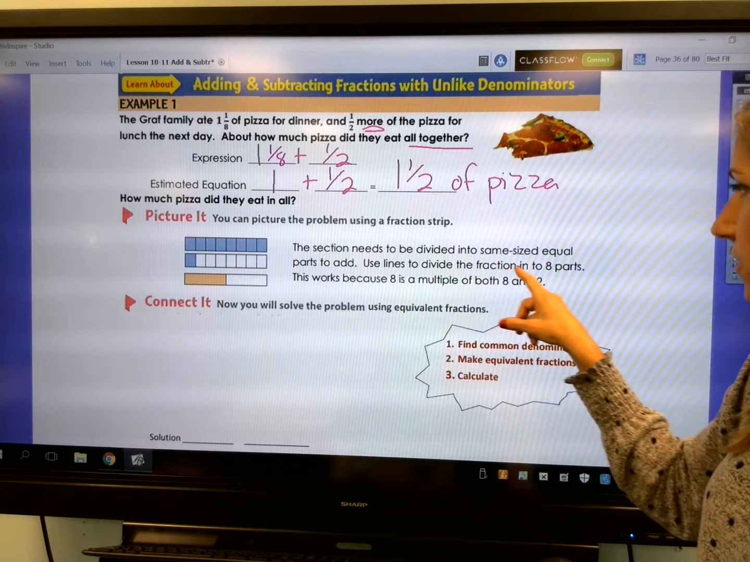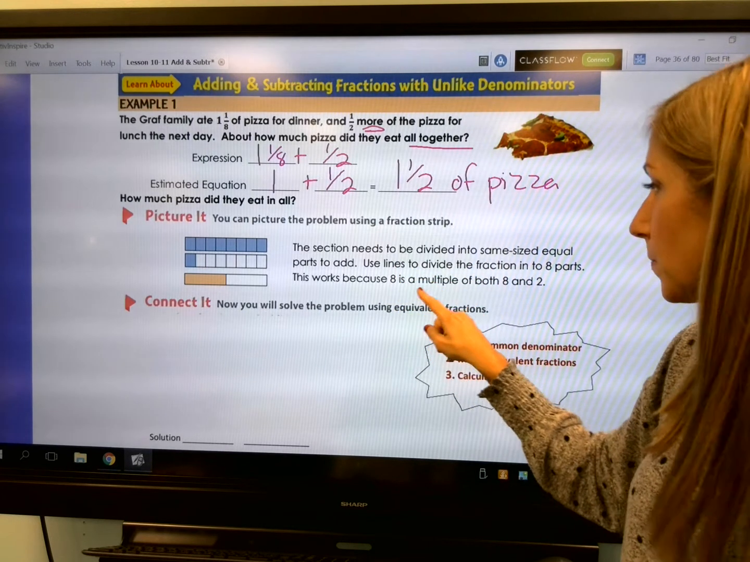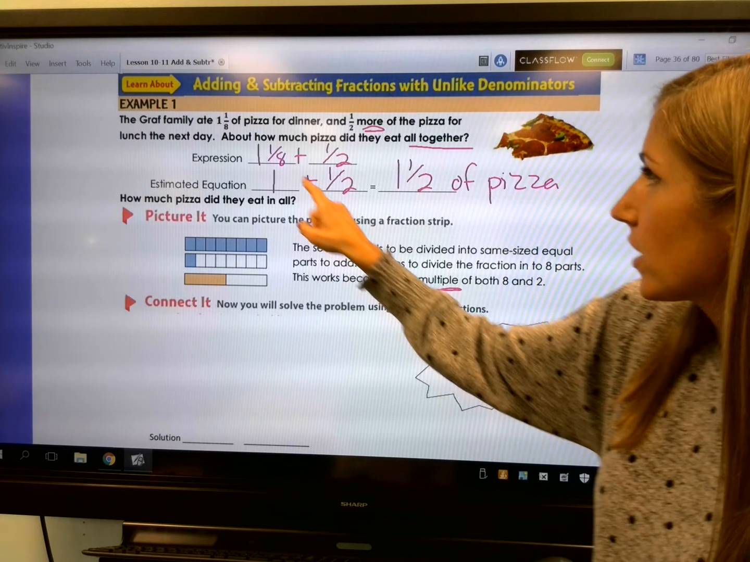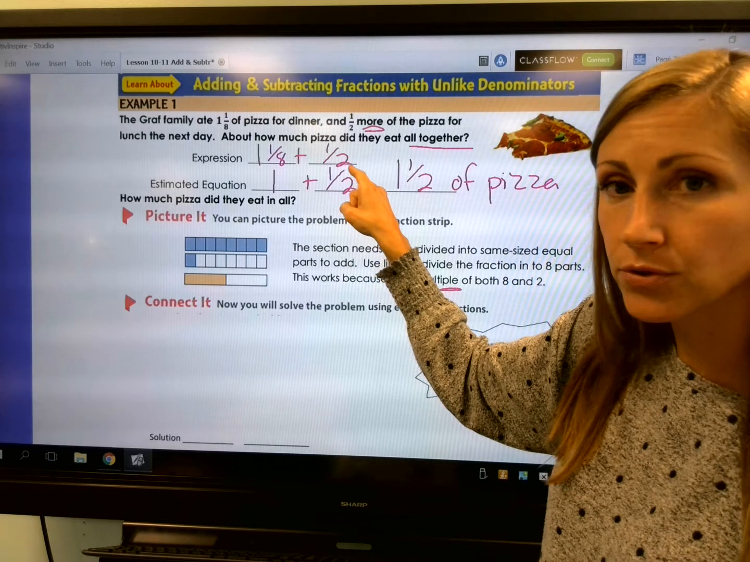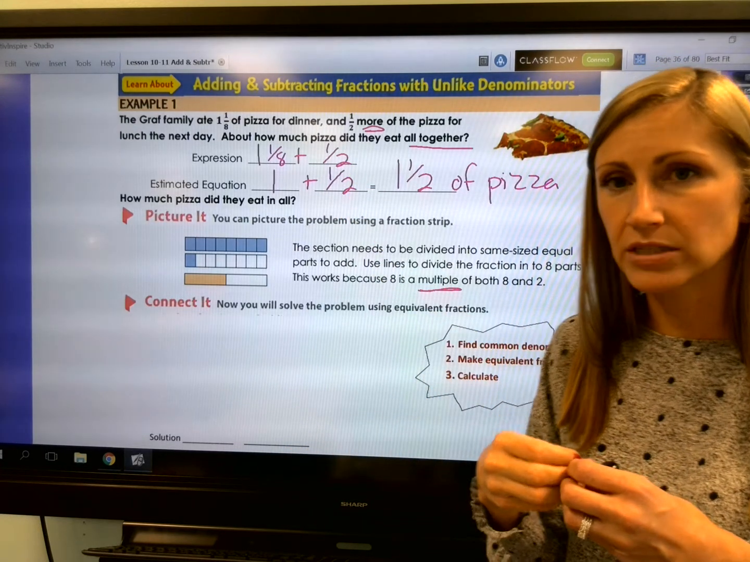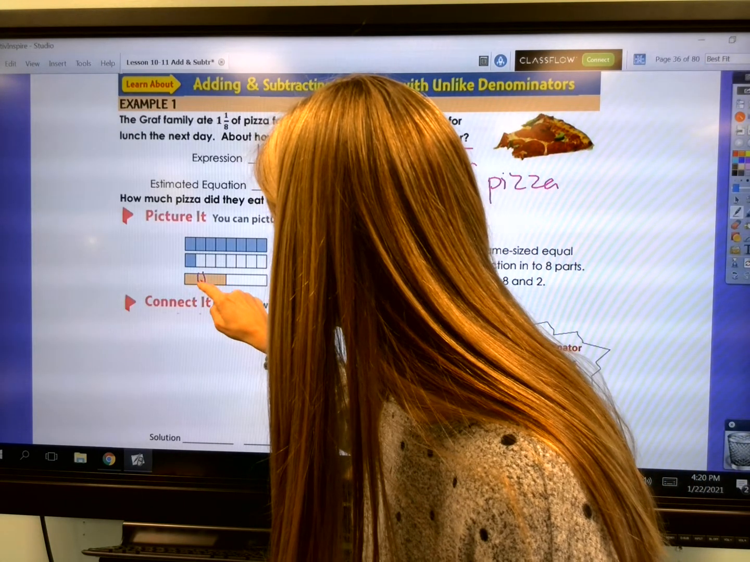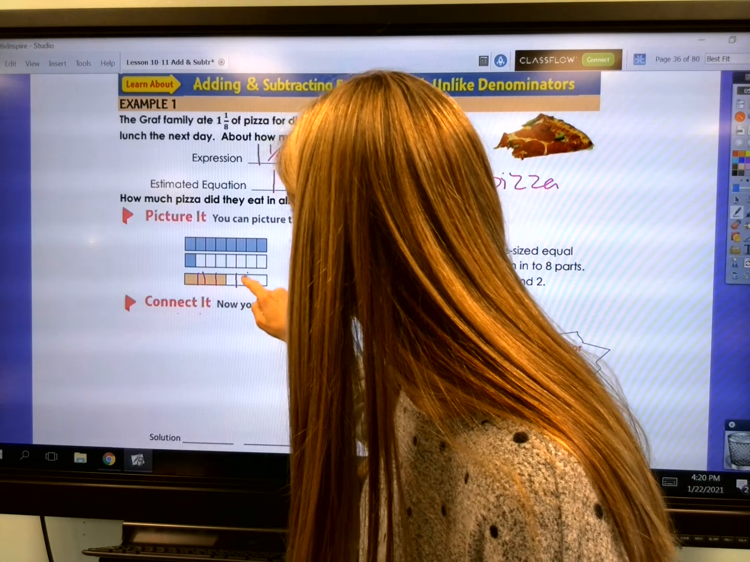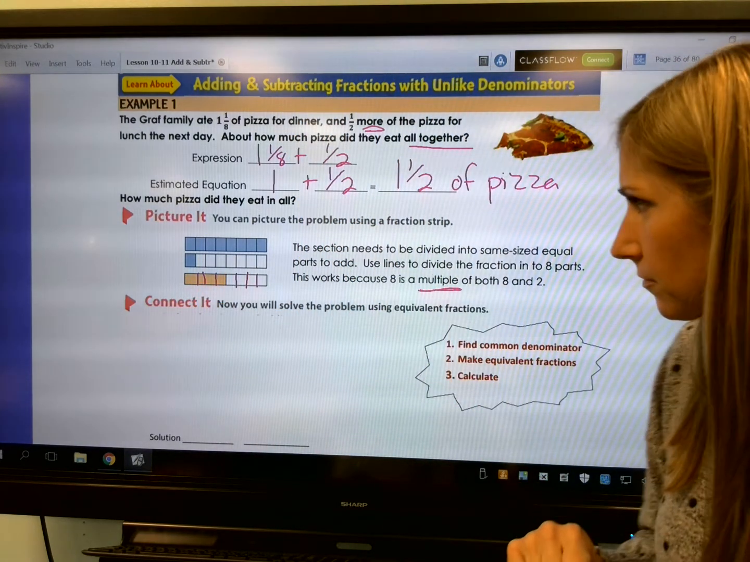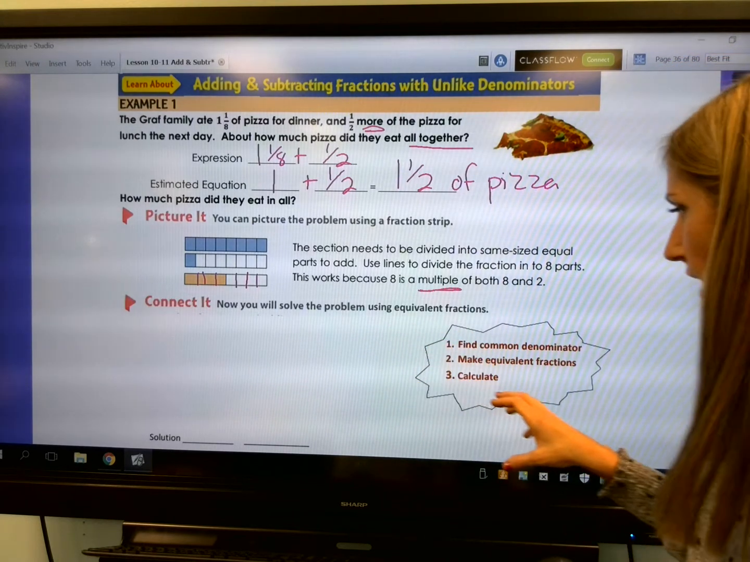Use lines to divide the fractions into 8 parts. This works because 8 is a multiple of both 8 and 2. So seeing that we are working with 8 and 2, if we find that common multiple, we can then get them into same size pieces. So what they're saying is we could cut this into 8 and then be able to add those pieces together. Okay? So we are going to demonstrate that with the actual fractions.